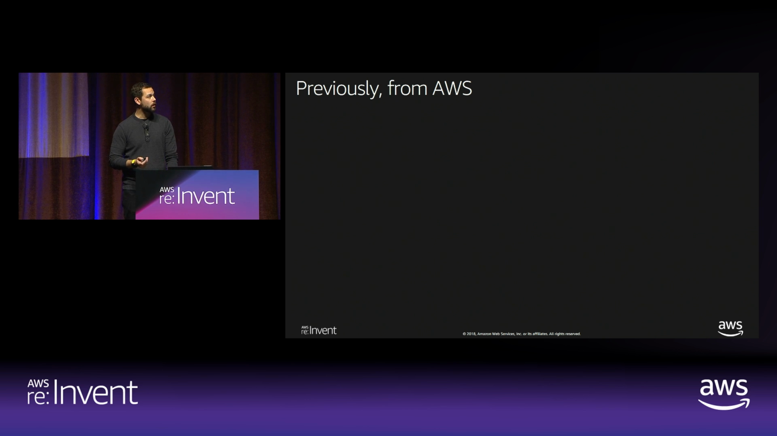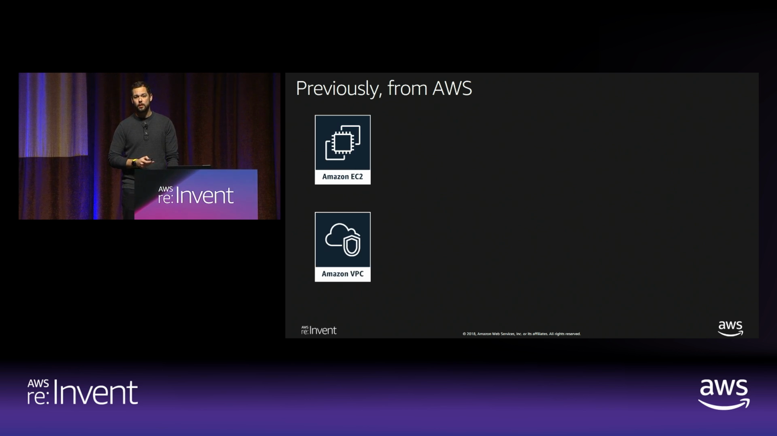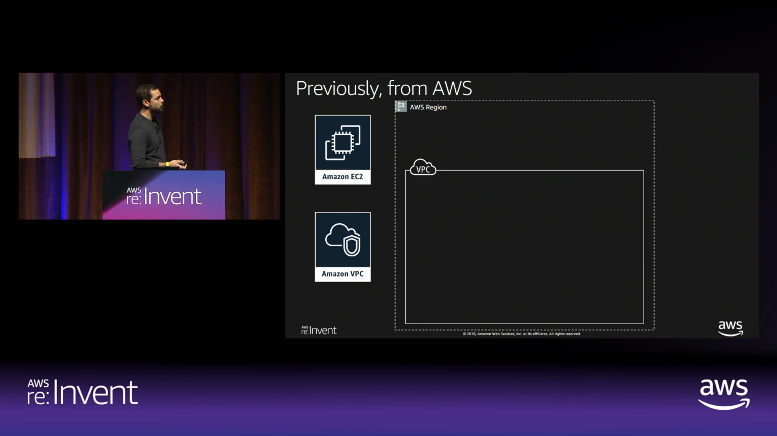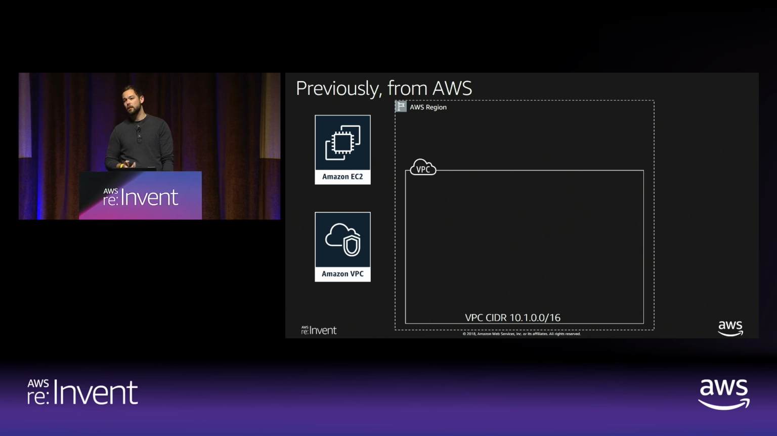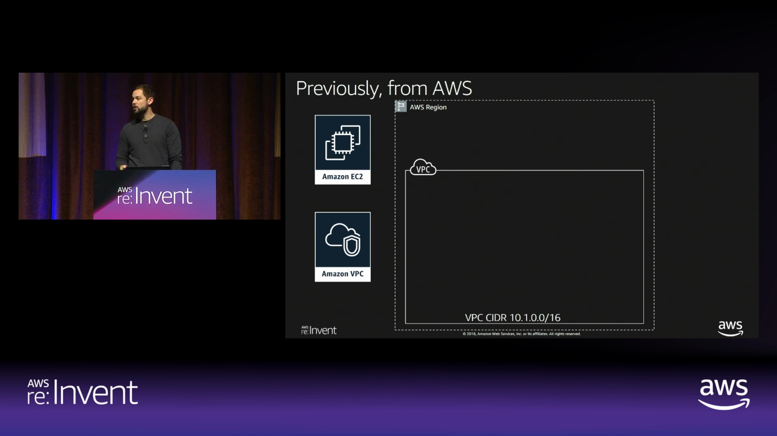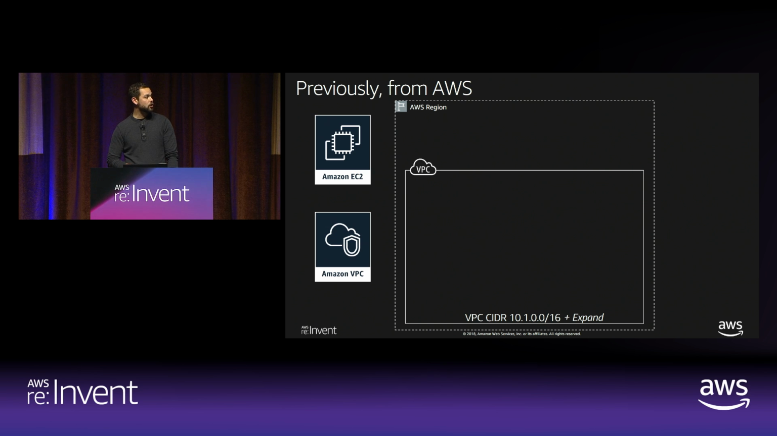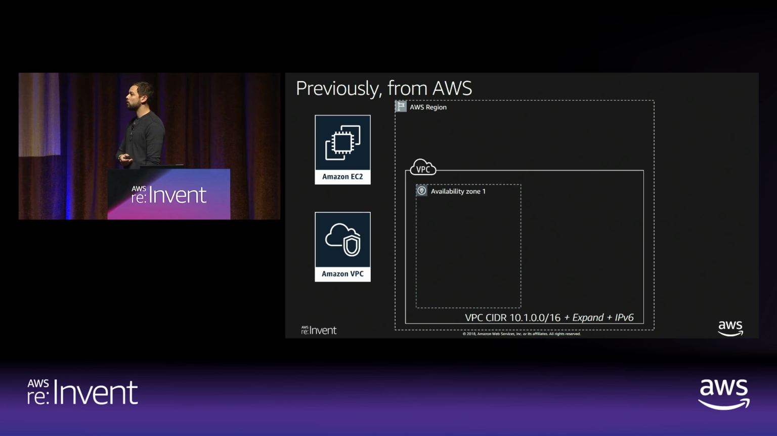So previously from AWS, you've got Amazon EC2, you've got an Amazon region, a VPC. A VPC is a region level construct. We've got a CIDR address range, so a 10/16. You can expand that CIDR range, so you can add additional ranges to that VPC now. This is last year, 12 months ago. We had IPv6 support, awesome.